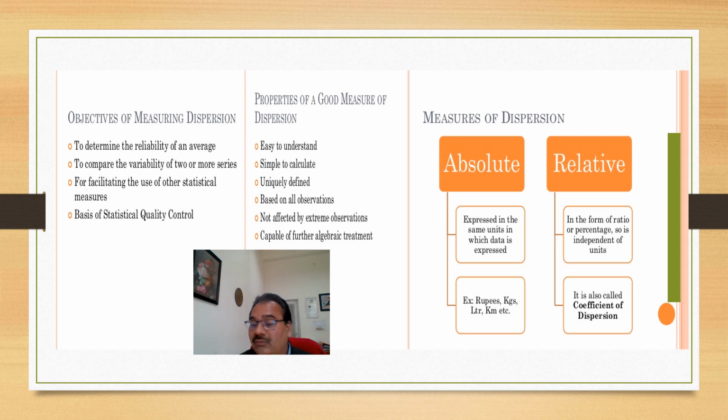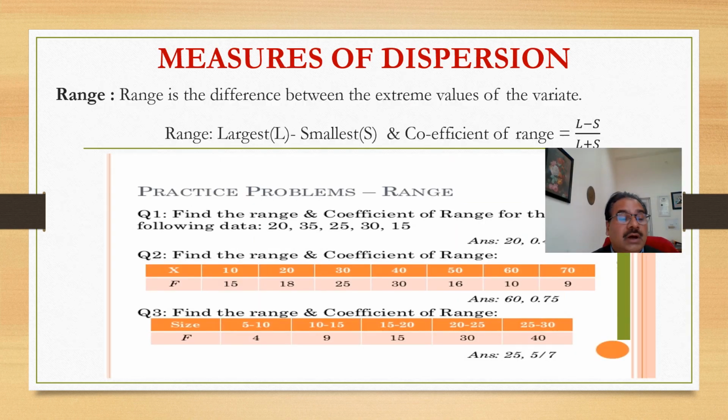Now the definition. Range is the difference between the extreme values of the variate. It is nothing but largest minus smallest. And the coefficient of range is L minus S divided by L plus S.